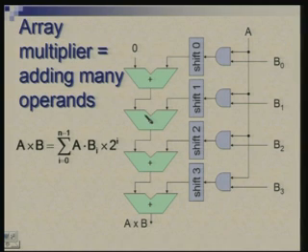What you can do is add 2 terms separately, 2 terms separately, and then add the 2 sums. When you have to add several terms, you can actually form a tree. That is another class of multipliers. We will focus our attention on these so called array multipliers, where you are adding different terms in a cascade form.